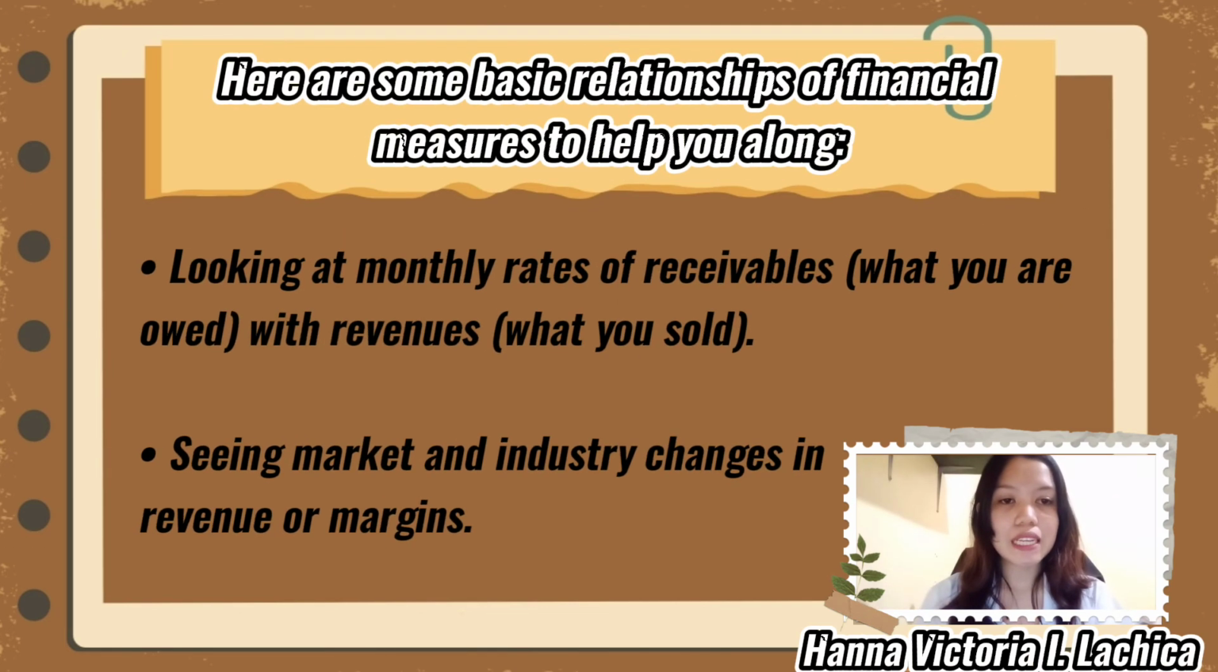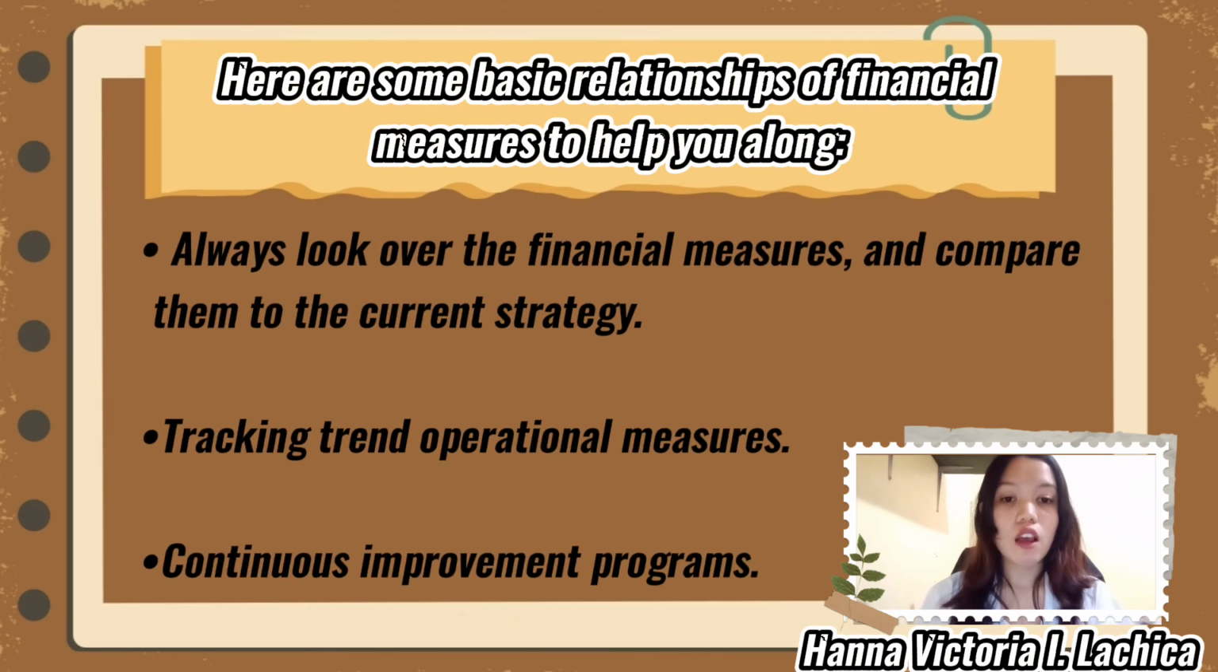Here are some basic relationships of financial measures to help you along. First, looking at the monthly rate of receivables with revenues. Second, seeing market and industry changes in revenue or margins. Third, always look over the financial measures and compare them to the current strategy. Fourth, tracking trends in operational measures. And lastly, the continuous improvement program.